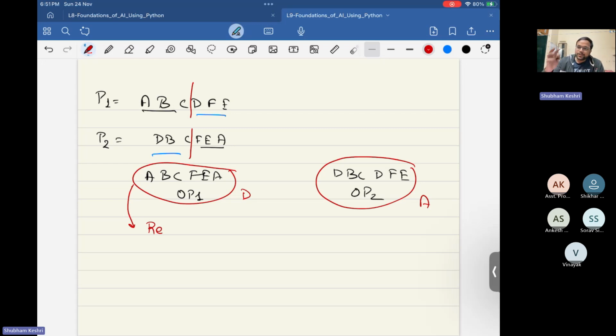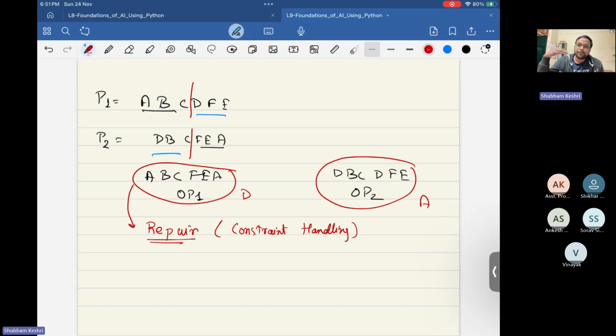So one way to handle this is to repair the solution, the offspring. This is a repair strategy. This is also a constraint handling strategy. Okay. There can be multiple ways to repair. So what you can do is whenever A is repeated, you just make it D, or there can be multiple ways. We cannot go into each and every way.